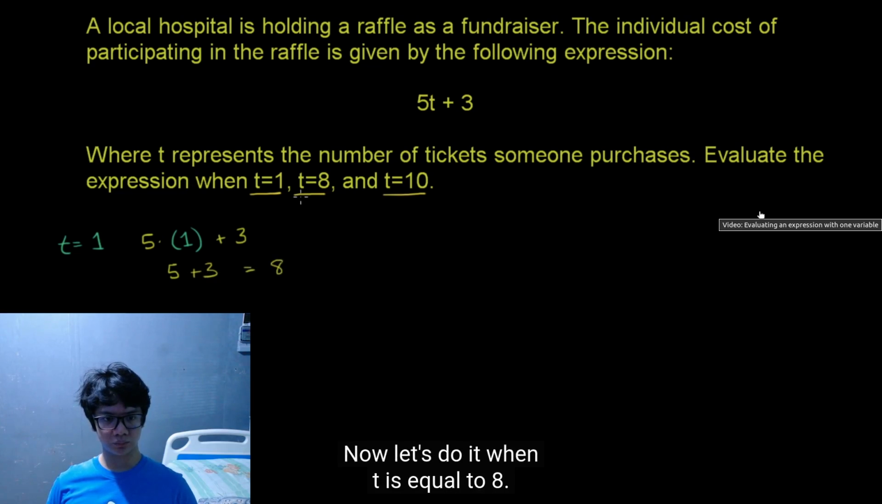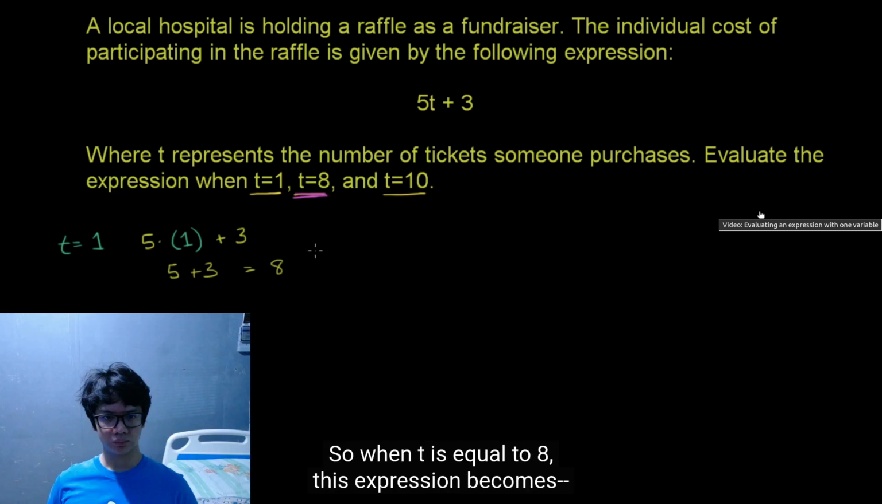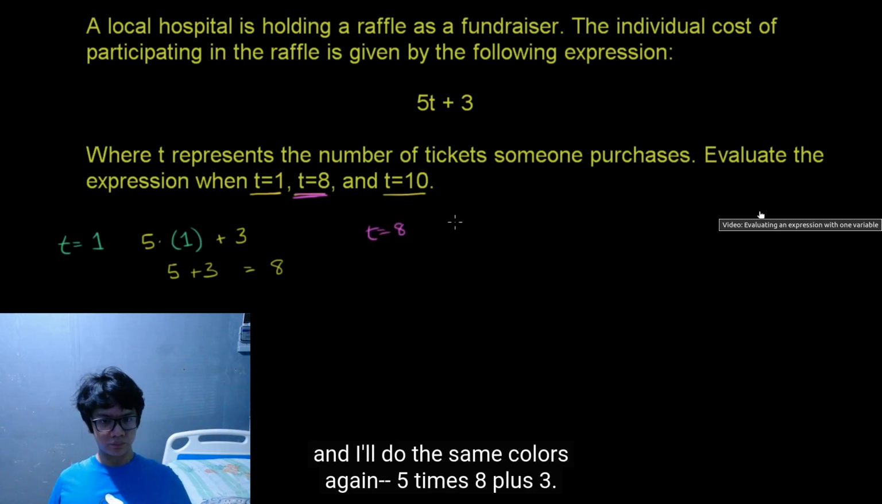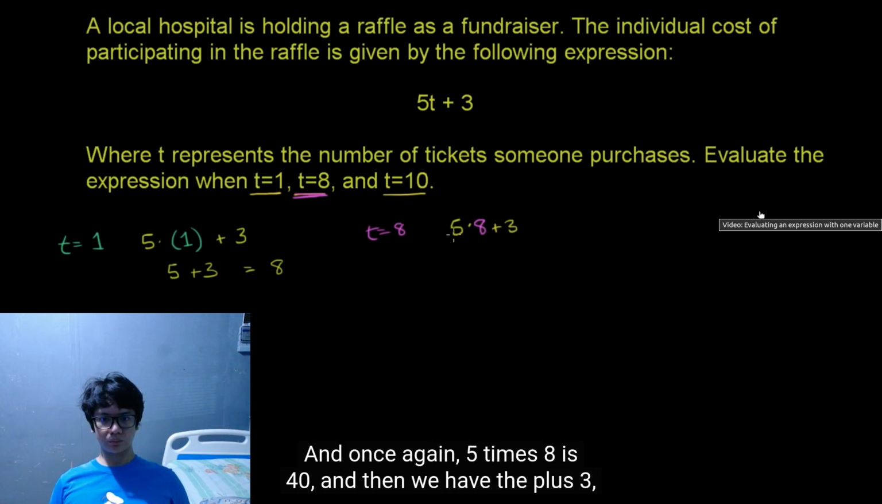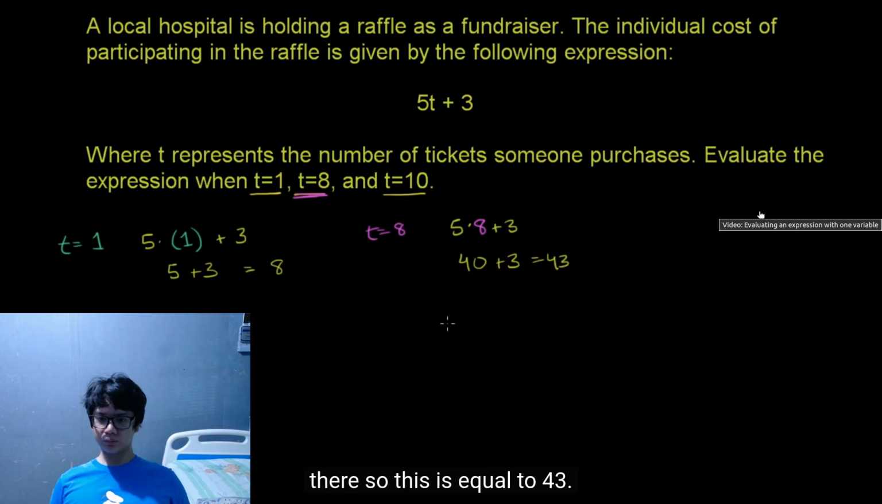Now let's do it when t is equal to 8. So when t is equal to 8, this expression becomes 5 times 8 plus 3. And once again, 5 times 8 is 40. And then we have the plus 3 there, so this is equal to 43.